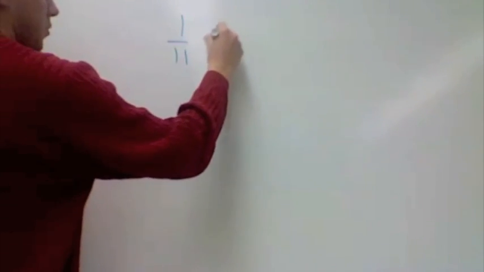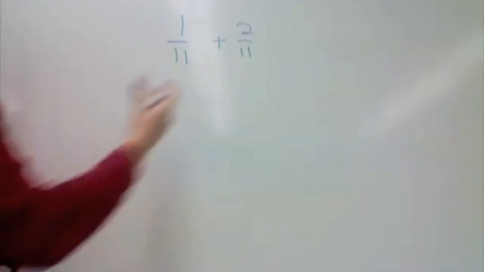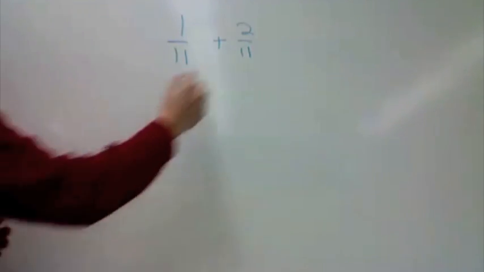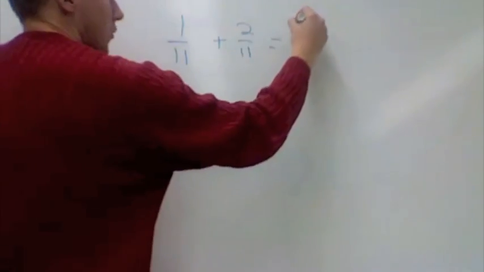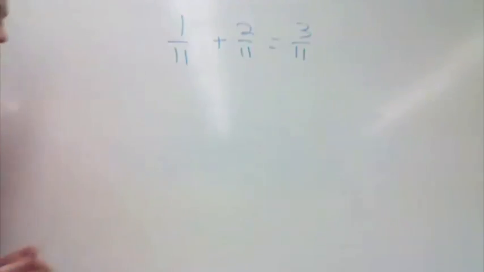So now in lesson 44, we're going to be talking about the addition of rational expressions with equal denominators and also the addition of rational expressions with unequal denominators. If we took something like 1/11 plus 2/11, we obviously have a common denominator here. So when we add them together, we just add the numerators because our denominator is the same, and we get 3/11 in this case.